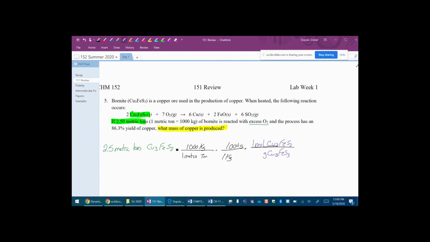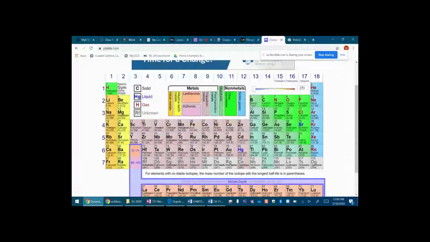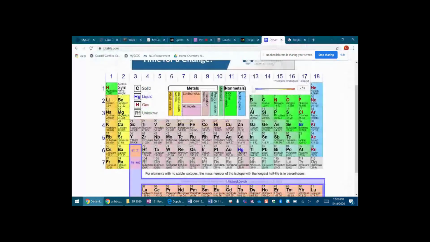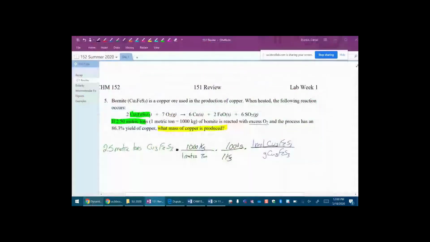Now, molar mass time. So copper, 63.55 times 3 plus iron, which is 55.85 plus 3 times 32.0, was it 7 or 6? This periodic table was 6. I get 342.68.